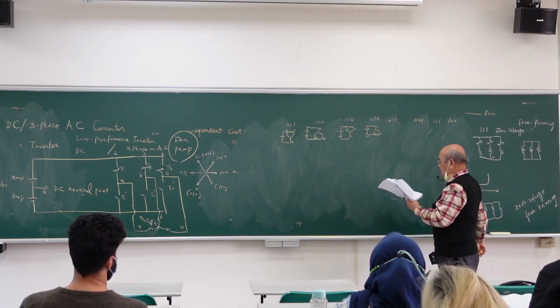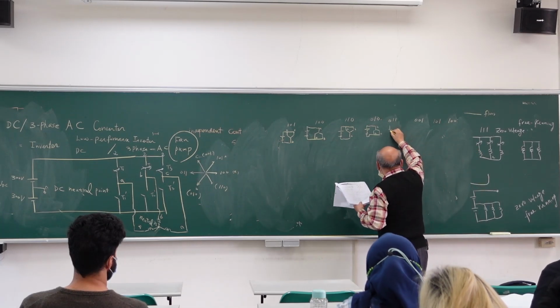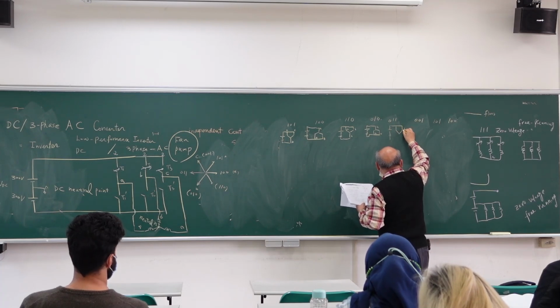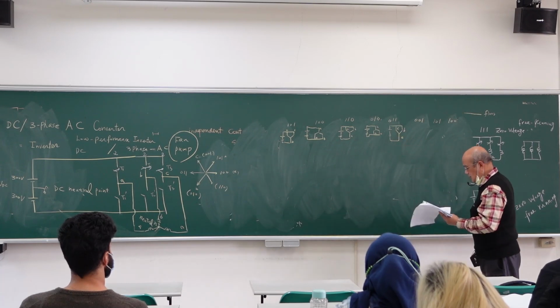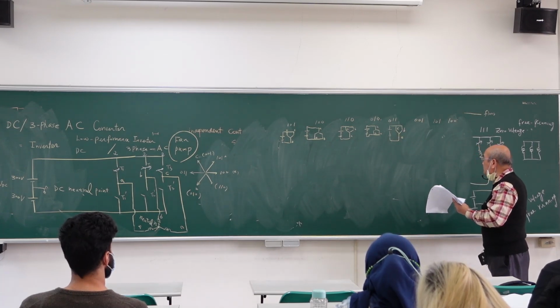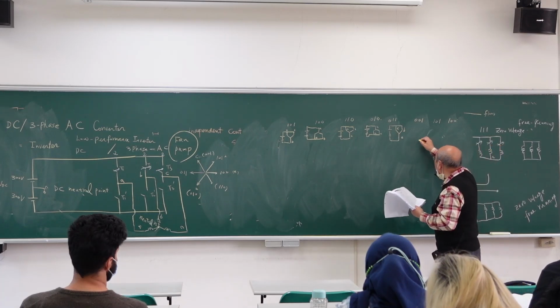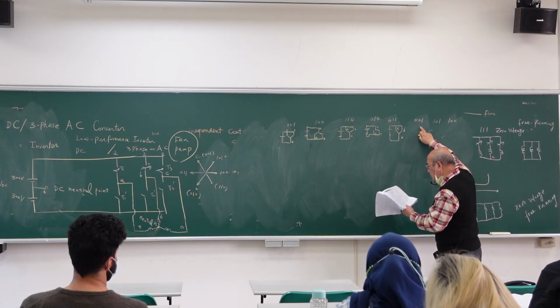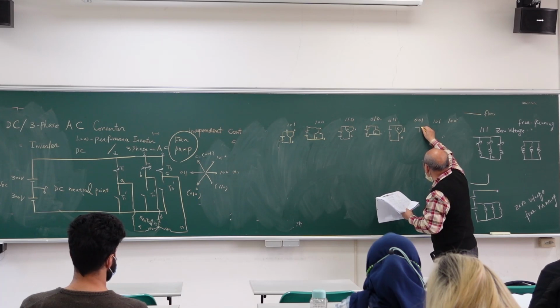Okay. 0, 1, 1 is BC at the top, A at the bottom. And then 0, 1, 0, B at the top. And then 1, 0, 0, 1. C at the top, AB at the bottom.